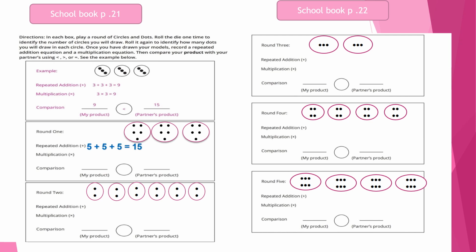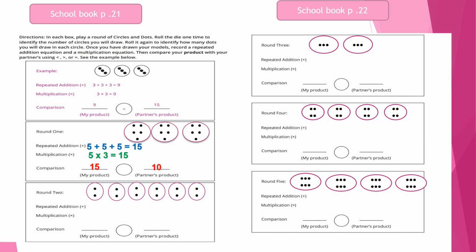By multiplication, I will ask myself, what is the number I repeat here? 5. How many times do I repeat 5? 1, 2, 3. So I repeated 5 three times. So 5 times 3, or 3 times 5, equals 15 also. So my product is 15 and my partner's product is 10. So I am bigger.